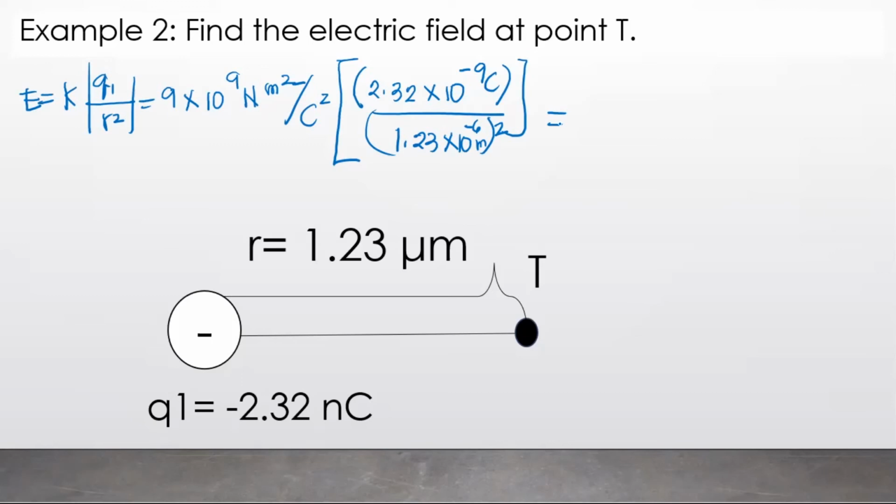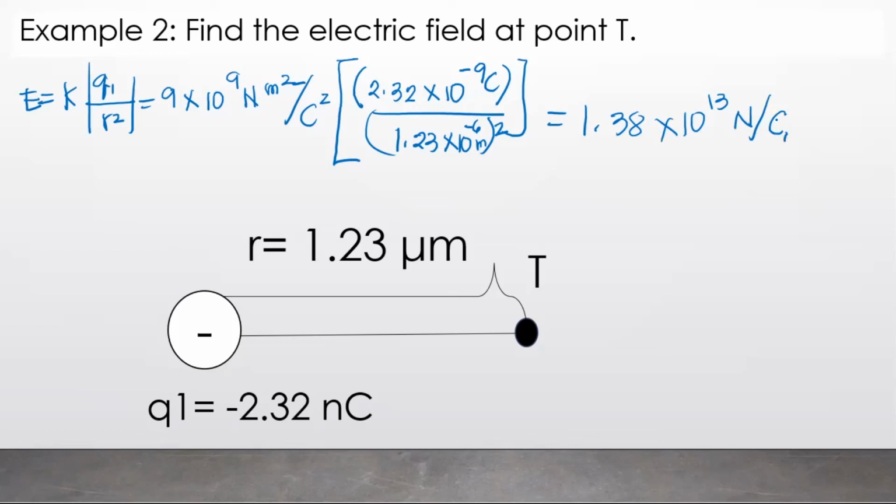So we have 9 times 10 raised to 9, times 2.32 times 10 raised to negative 9, divided by 1.23 times 10 raised to negative 6, squared. Our answer is 1.38 times 10 raised to 13 newton per coulomb.